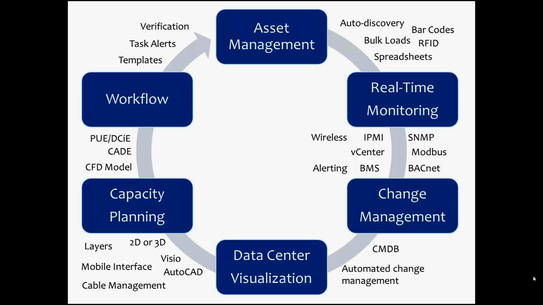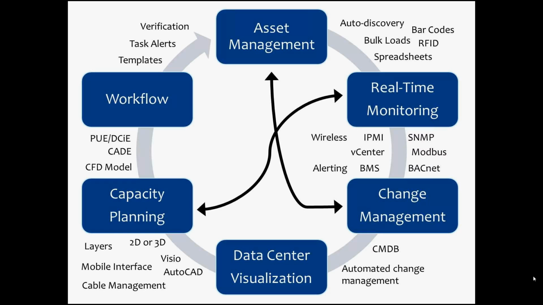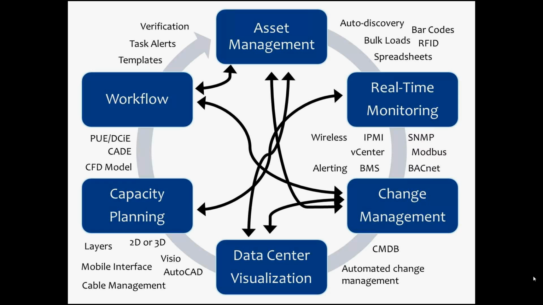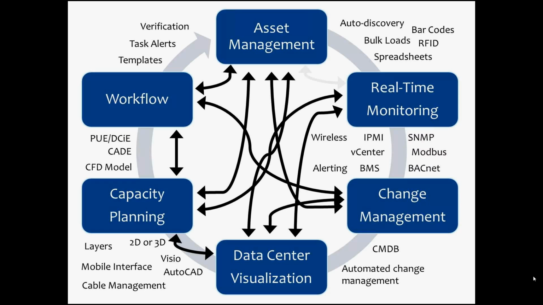And then if it wasn't confusing enough, let's start looking at the relationships between these functions. So certainly asset management and change management have to go together. We talked about that. But real-time monitoring feeds into capacity planning. Asset management may tie into workflow as I'm adding new equipment or decommissioning. And you start to see all these different relationships that form between these different functional areas. It starts to look a little bit like a big plate of spaghetti by the time we're done.